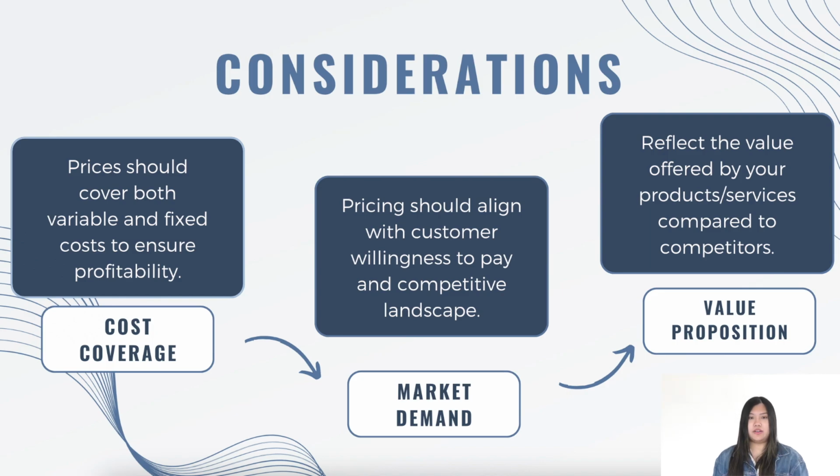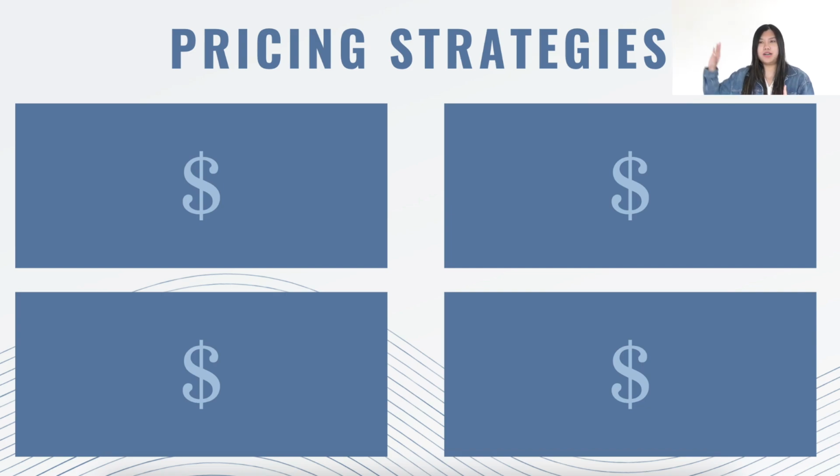The market demand means prices should align with customers' willingness to pay in a competitive landscape. And the third one would be value proposition, which is to reflect the value offered by your products or services compared to competitors. So there are 4 boxes I put up about the strategies.